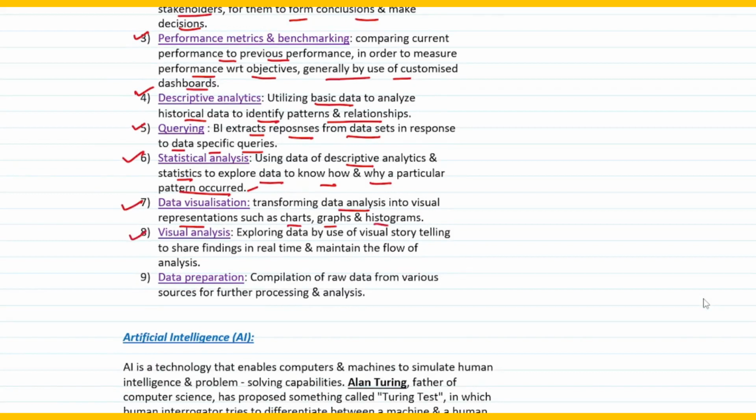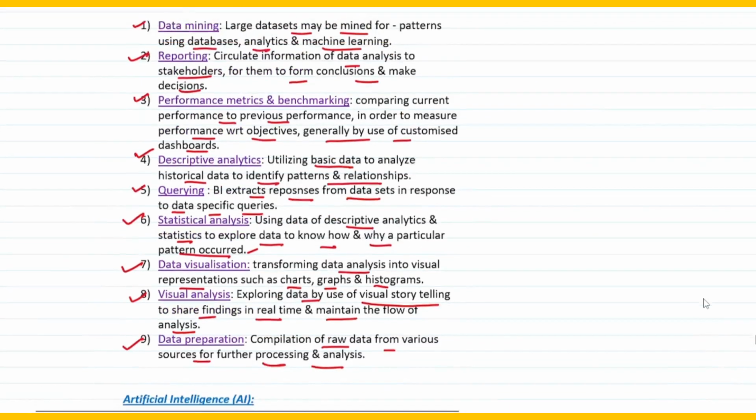Then we talk about visual analysis, exploring data by use of visual storytelling to share findings in real time and maintain the flow of analysis. Visual analysis is also something which we have discussed earlier. So it's basically an art of visual storytelling. How? By the use of data to share findings in real time. Whatever is happening simultaneously you can report it, and this can be done by maintaining the flow of analysis, right? Finally, we talk about data preparation, compilation of raw data from various sources for further processing and analysis. So that's what data preparation is, right?